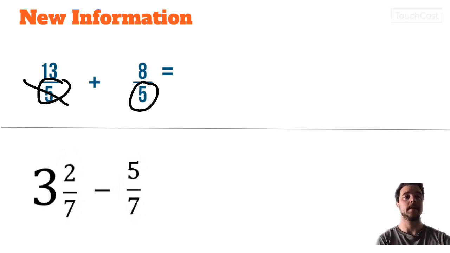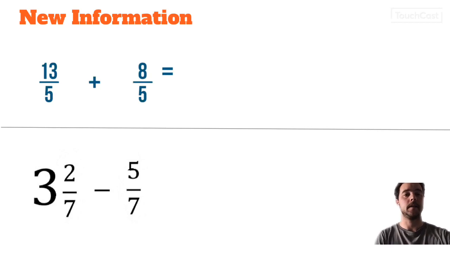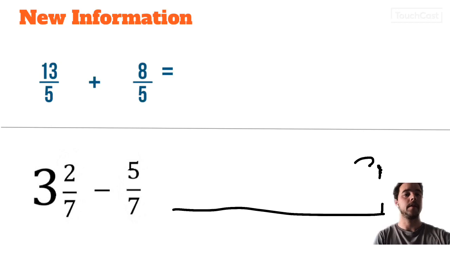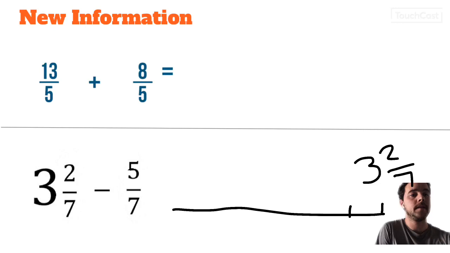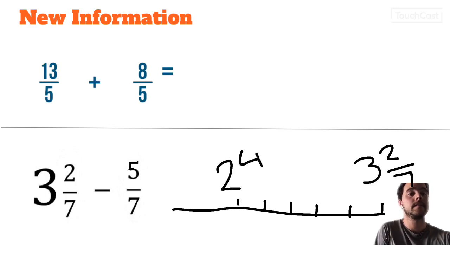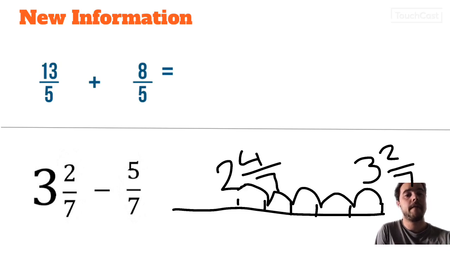Now, subtracting really quickly, exactly the same. So if we were going to use a number line, we would start at this end, which is 3 and 2/7. And then I'm going to count by sevenths backwards. So 3 and 1/7, 3, 2 and 6/7, 2 and 5/7, 1, 2, 3, 4, 2 and 4/7. So same thing, I've counted 1, 2, 3, 4, 5/7 backwards.